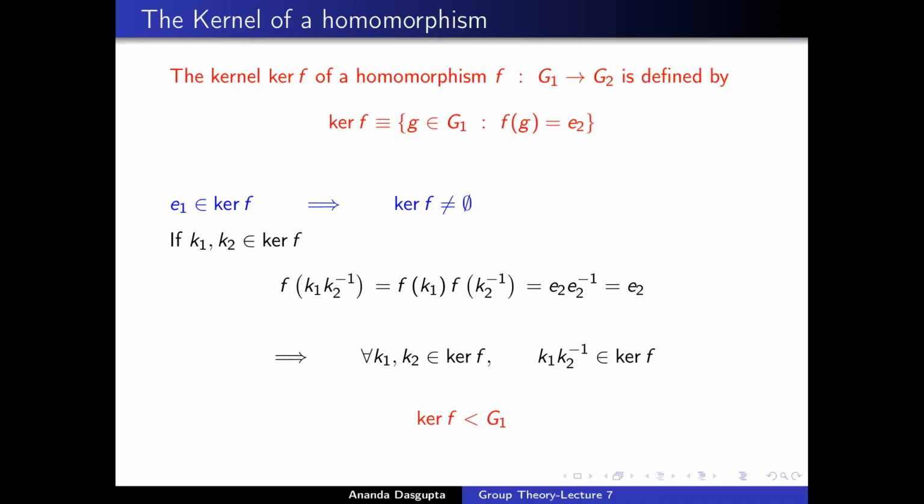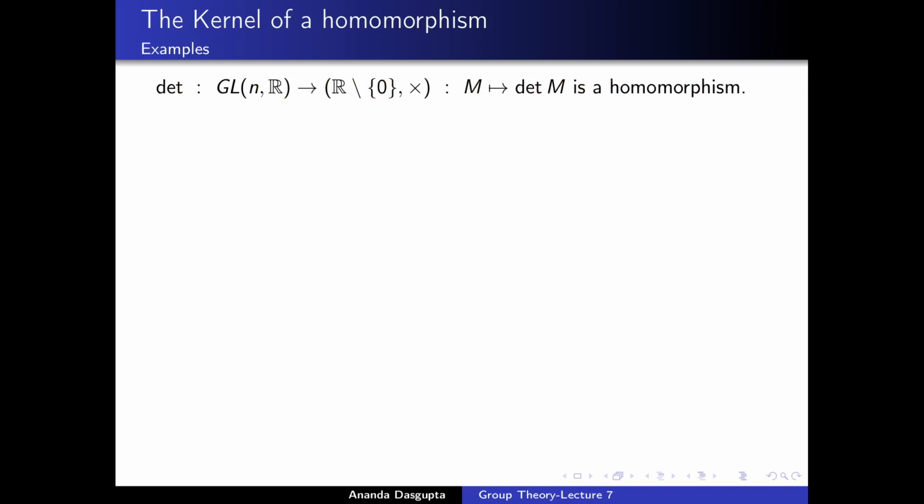Before we go any further, let us take a look at a few examples of kernels of specific homomorphisms. The homomorphisms we will talk about here are essentially the same ones that we used as examples in the last lecture, but perhaps not in the same order. The first example that we are considering is that of a homomorphism between GL(n, R), the set of all n by n real valued invertible matrices, and the set of non-zero real numbers under multiplication.